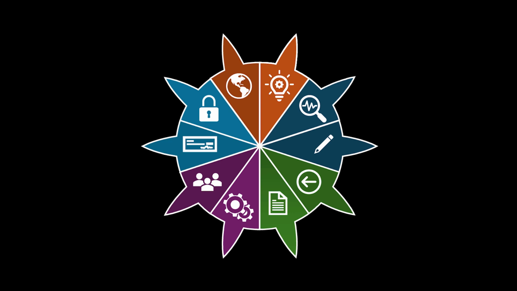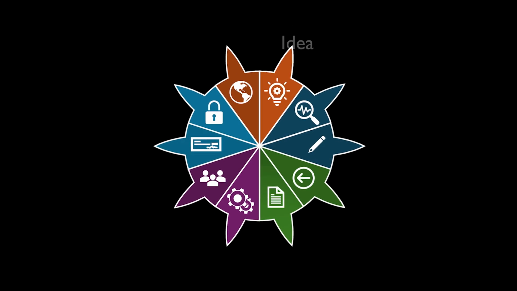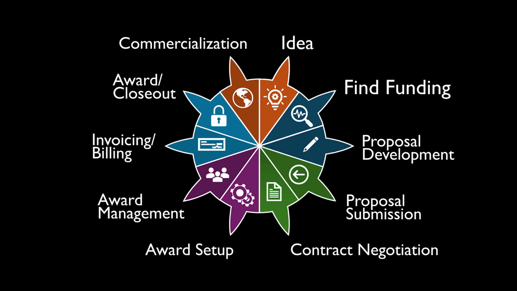As a research administrator, you may never work in all aspects of an award, but understanding the full life cycle helps you anticipate challenges, apply appropriate measures, and generally support the PI in achieving their research goals. The best way to explain the life cycle is to categorize it into phases.